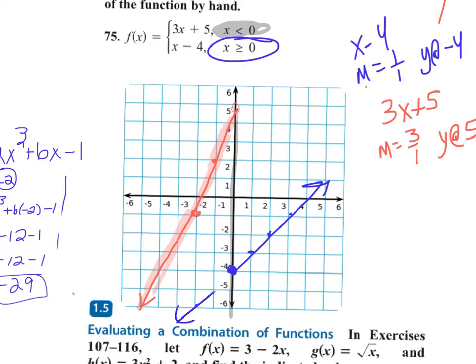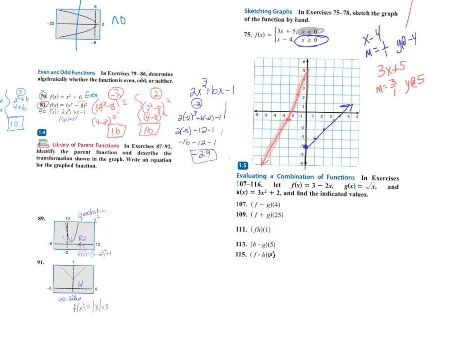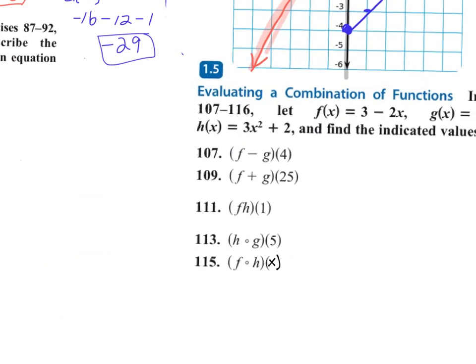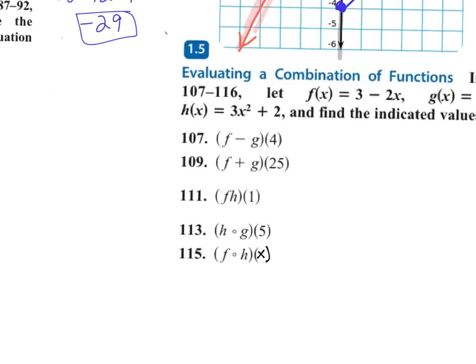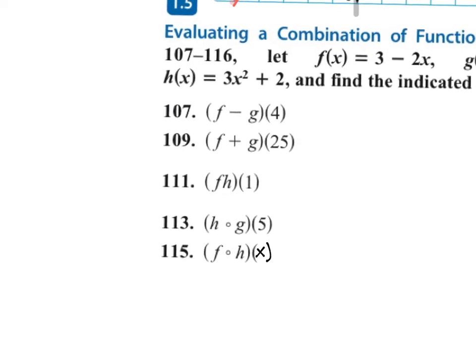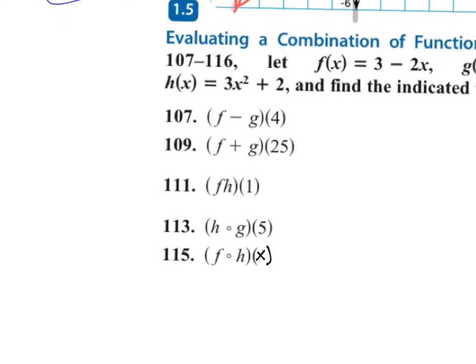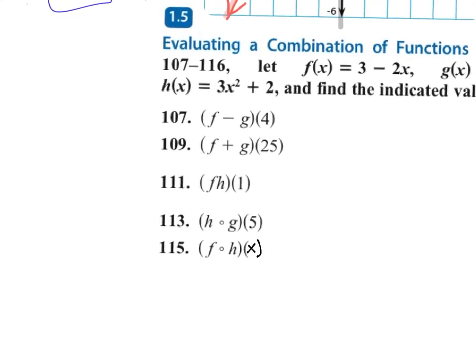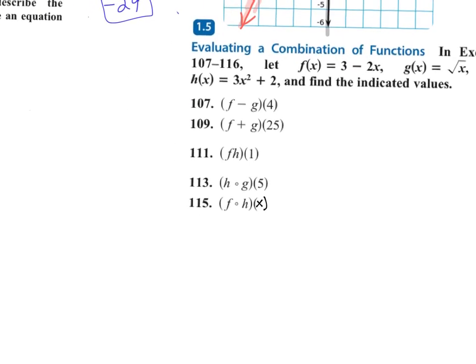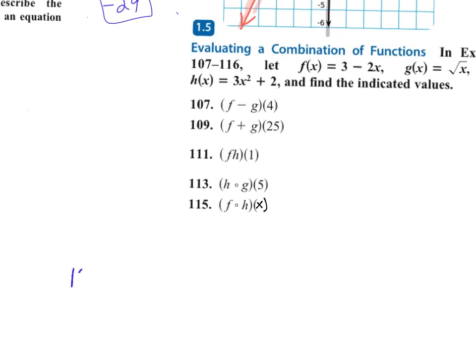When we have our combinations of functions, everybody's going to have a bunch of different kinds of combinations. If you're plugging in a number, what should you get as your answer? A number. If you're plugging in x, you should get x. So watch. If I do 107, I'll do them all down here.